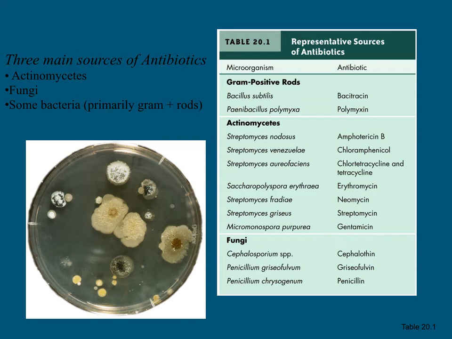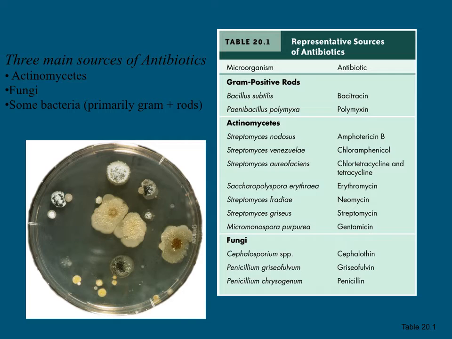Now, there are three primary sources of antibiotics. We get them from actinomycetes. Actinomycetes are a class of soil-dwelling bacteria. They can be anaerobic or aerobic, and they are actually what gives soil its smell. If you're ever playing outside or digging something up, actinomycetes are the bacteria that give soil its odor.